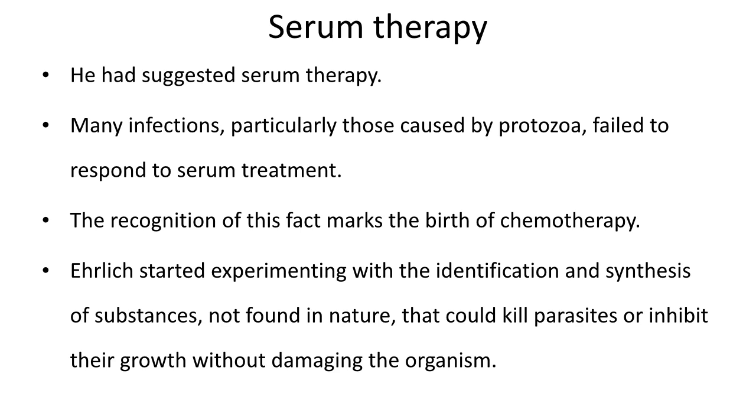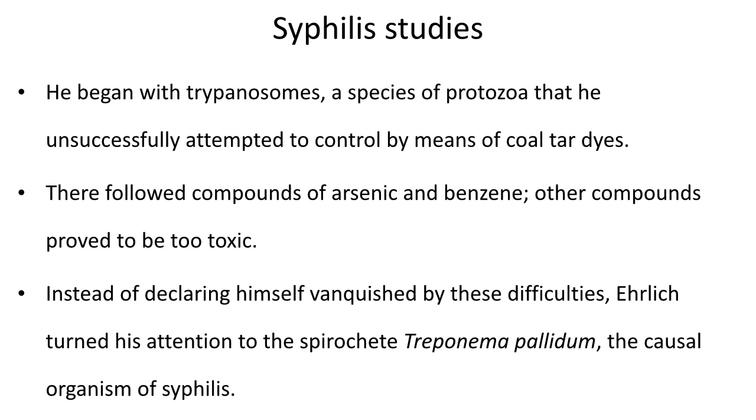Ehrlich started experimenting, identifying and synthesizing substances that are not found in nature, but these substances could kill the parasites without damaging the host organism. He began with the trypanosomes, a species of protozoa that he unsuccessfully attempted to control by means of coal tar dyes. Because he was working with dyes, he used the dyes in order to treat the trypanosomes, but without success.